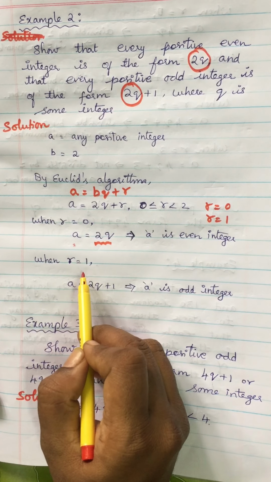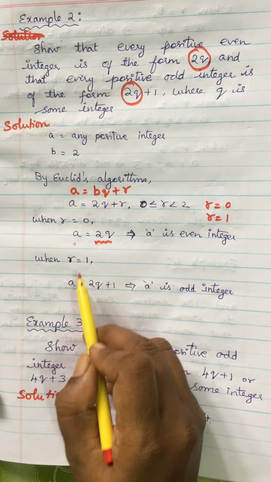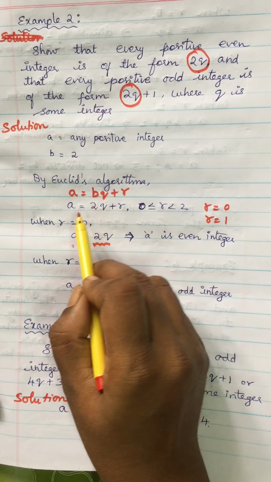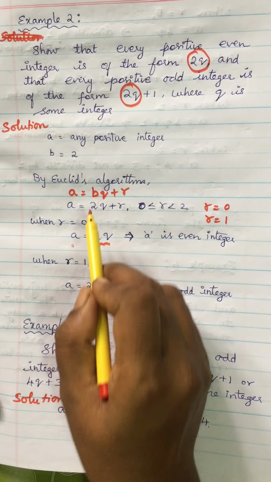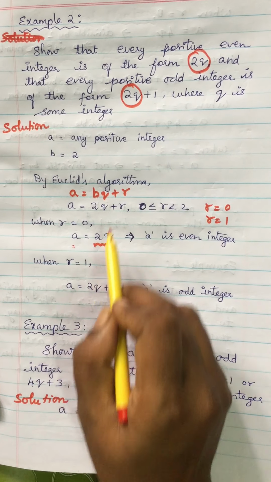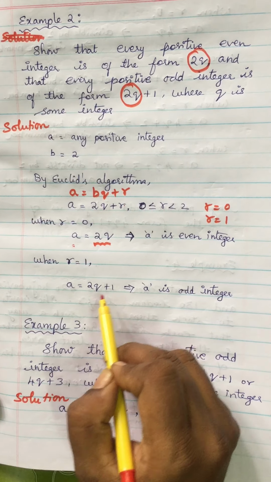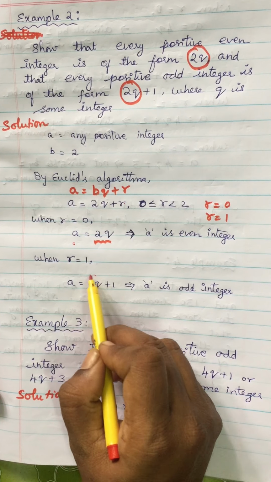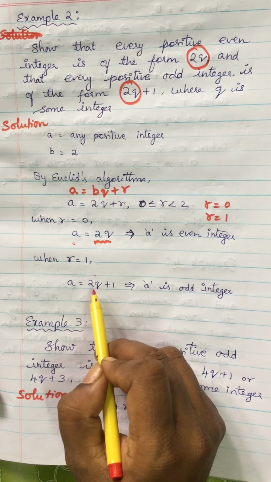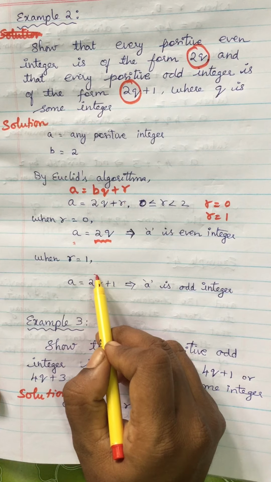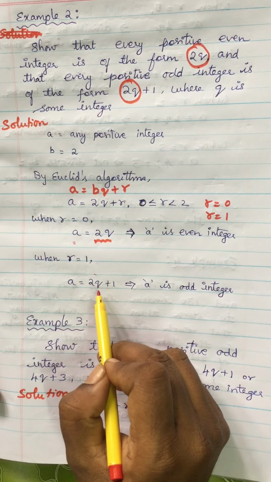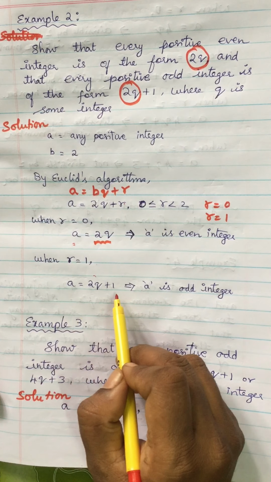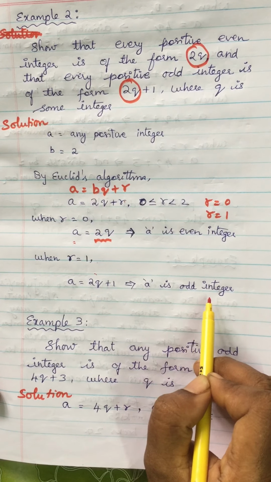Similarly, substitute r equal to 1. So when you substitute r equal to 1 in this equation, what will happen? A is equal to 2q, you write as it is, and instead of r you write 1. From 2q you can infer this is divisible by 2, so the number you get by multiplying 2q should be an even number. When you add 1 to the even number, it will become an odd number. So from this you can infer a is an odd integer.